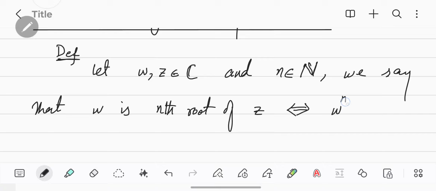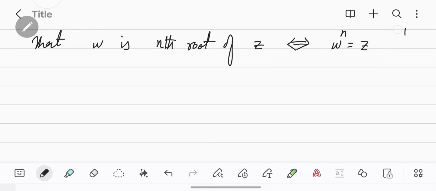W to the power n is equal to Z. If W to the power n is equal to Z, then we say that W is the nth root of Z. Okay?